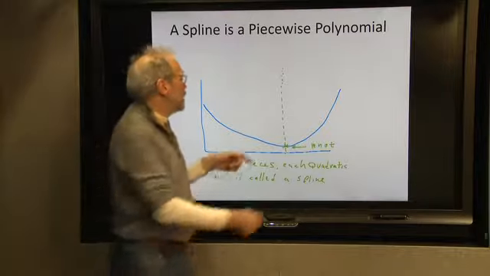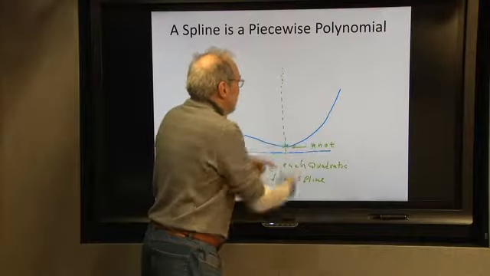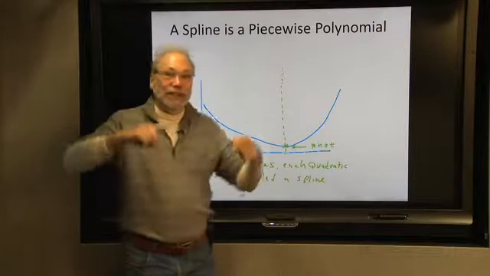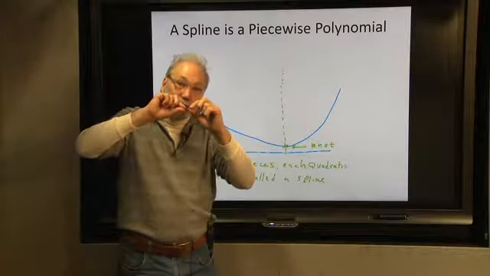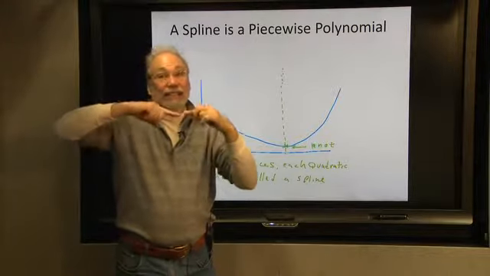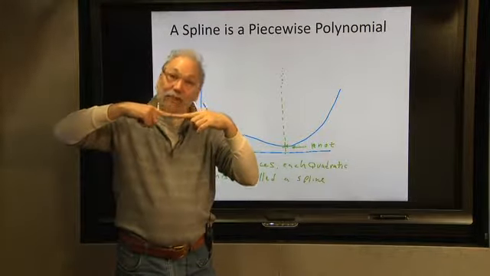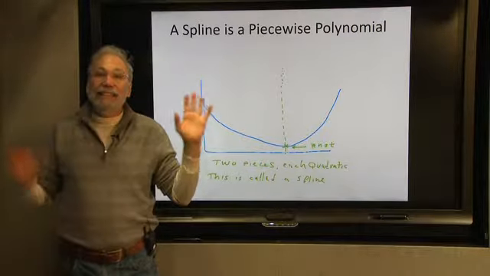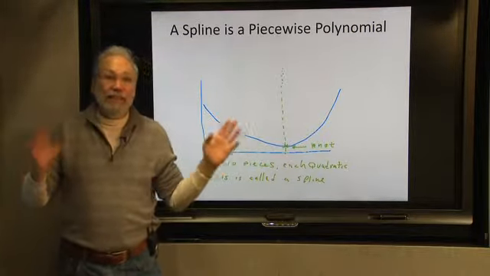So we would like to require that these curves meet up at that point. And that point is called a knot point because it's the point where we knot together the two lines so that they really do meet. Okay? And that's really all there is to splines.